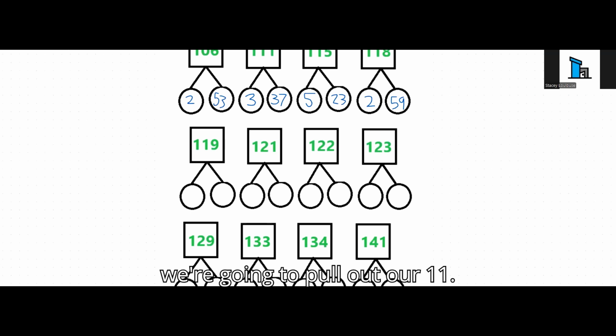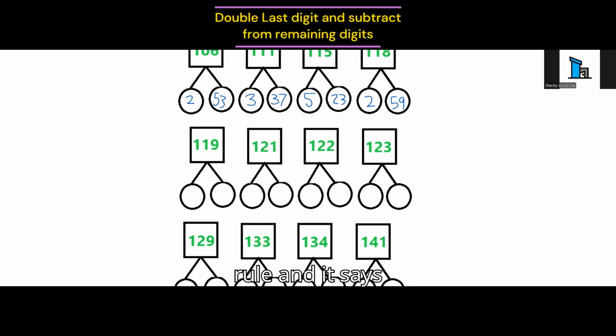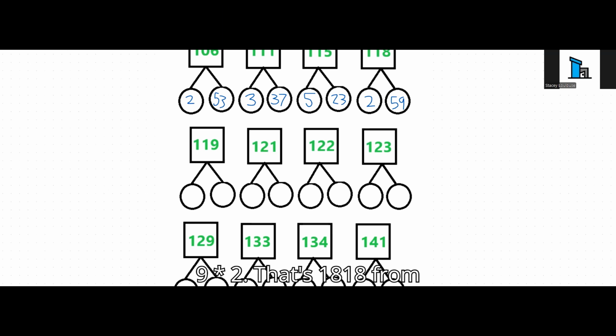So we're going to pull out our 7 divisibility rule, and it says that we'll just double the last digit and subtract that product from the remaining digits and see if we get a multiple of 7. So 9 times 2, that's 18. 18 from 11 gives us -7. So since that's a multiple of 7, one of the factors is 7.